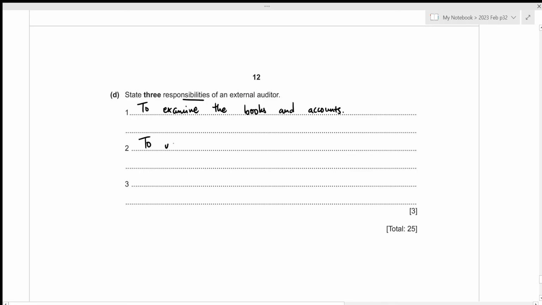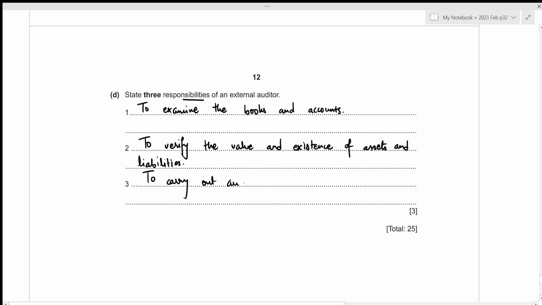To verify the value and existence of assets and liabilities. And the third one is to carry out audit tests. Alright, this concludes the fourth part as well as the entire question number 3 of 2023 February-March paper 3-2.